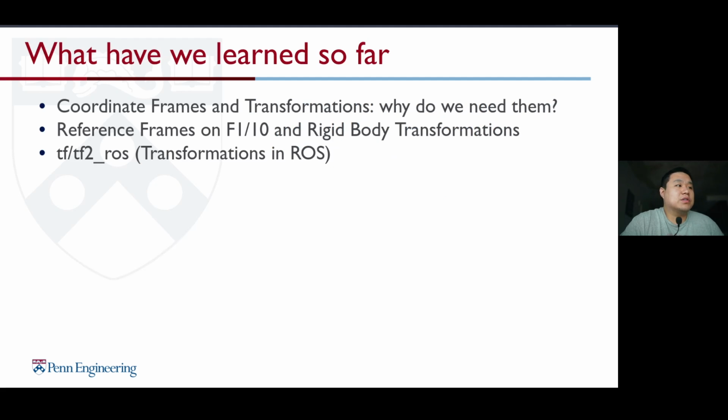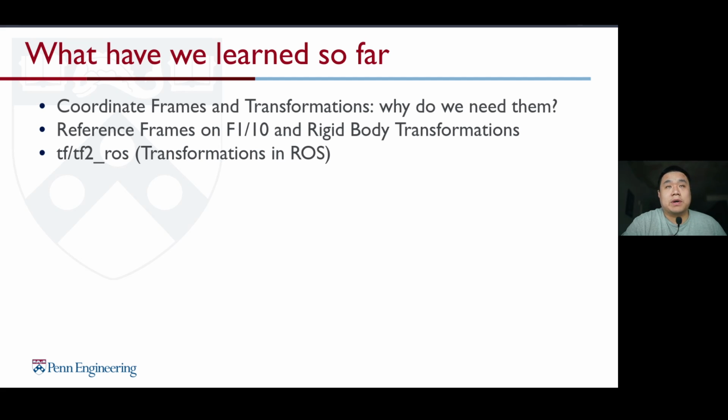So, what have we learned so far? As a reminder, coordinate frames and transformations: why do we need them? The biggest part that we see on an F110th vehicle is that your measurements are all taken in the frame of reference of the sensor, and your actuation is from another frame. So for the accuracy of our actuations and for the accuracy of, for example, obstacle detection, we want to have the transformation information between the frames so it's easier for us.